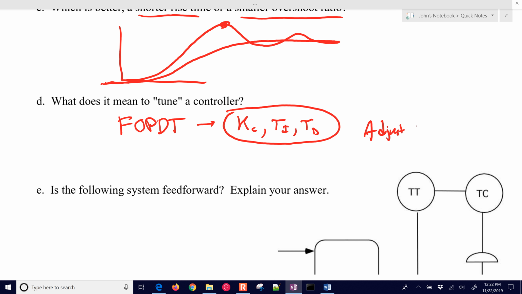And that could be a desired control response for set point changes or for disturbance rejection. So often the tuning correlations have different tuning parameters for set point changes or disturbance rejection. Often the disturbance rejection tuning parameters are more aggressive.